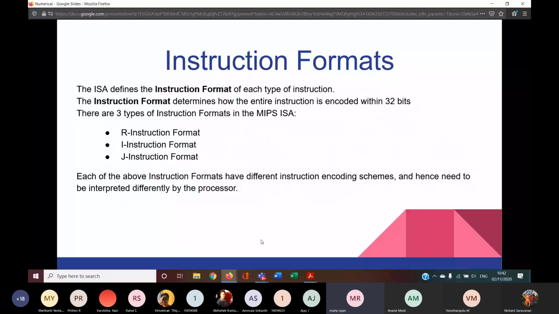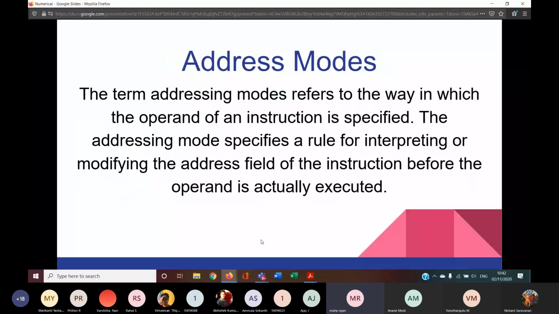Okay, we can go to the next slide. We'll look at the instruction formats of each type of instruction. The instruction format, stay with instruction format.